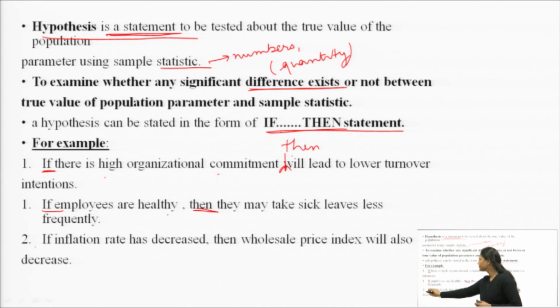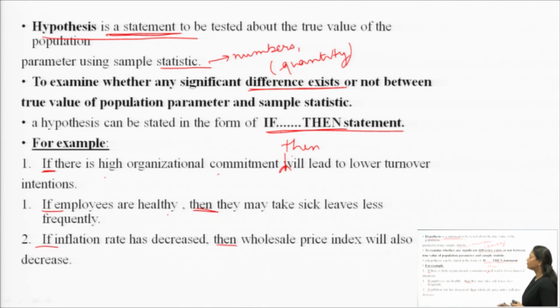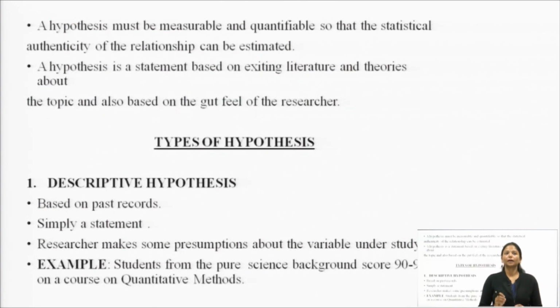Third example, if the inflation rate decreases, then the wholesale price will also decrease. The wholesale price index of the commodities will also decrease. These are a few examples of hypothesis, as to what hypothesis means and how it is written. But a hypothesis must be measurable and quantifiable. That means it has to be in quantity, it should not be in quality. It should be quantifiable. That means it has to be measured in numbers. So, we talk about numbers when we talk about hypothesis.